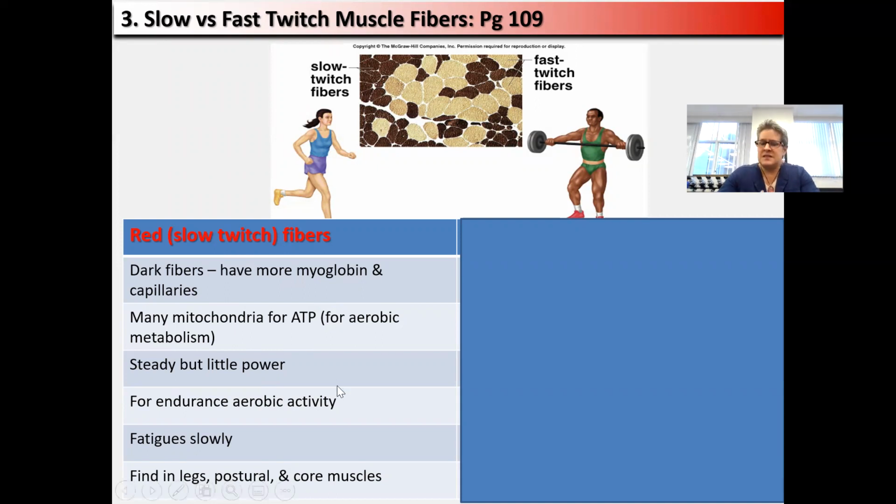They produce steady but little power. So these are your endurance muscles, like if you run a marathon or play basketball or run up and down a soccer field for an hour or two. These are the muscle fiber types that are going to be predominant in your core and in your legs. Okay? They fatigue slowly, but they can be pushed to their limits. Again, you'll find them in your leg, core, and posture muscles.